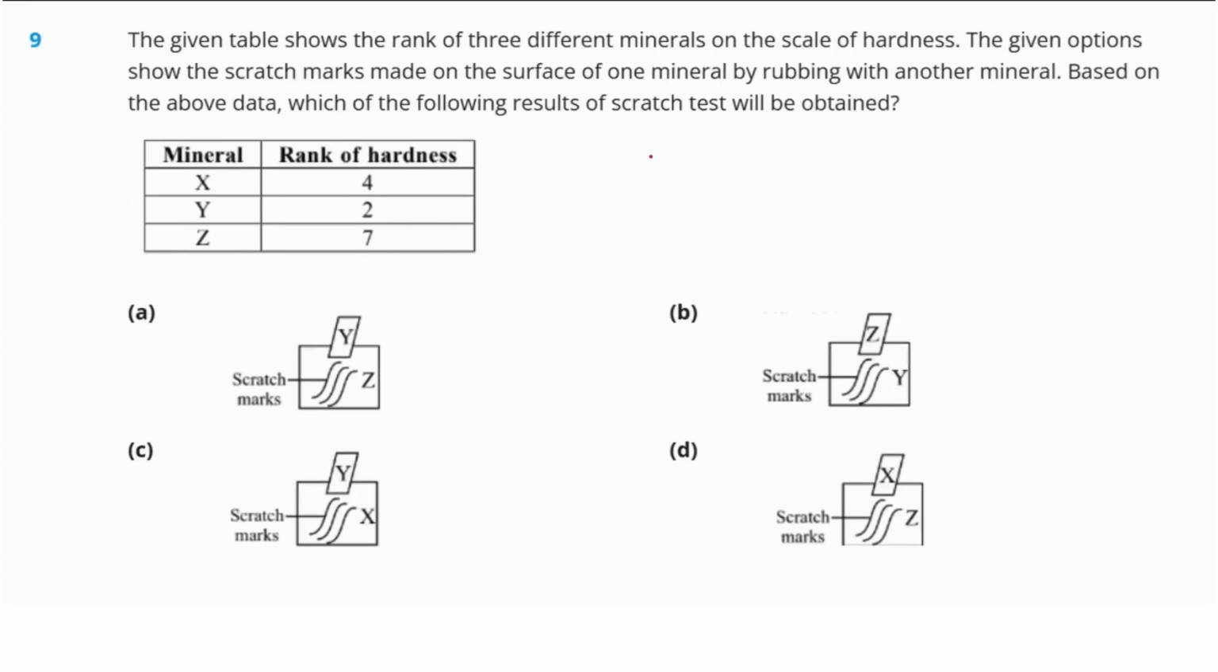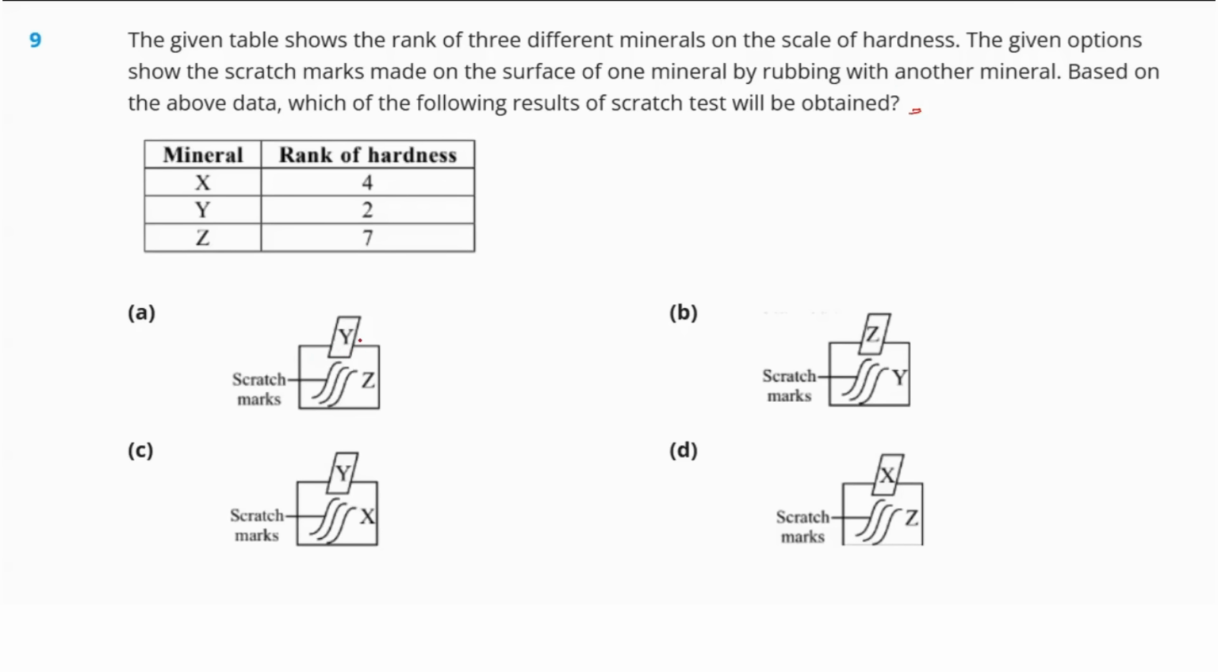Question number 9. The given table shows the rank of 3 different minerals on the scale of hardness. The given option shows the scratch marks made on the surface of one mineral by rubbing with another mineral. Based on the above data, which of the following results of scratch test will be obtained? This question is from matter and material, from the properties of matter and material. What is the principle here? The hard one on rubbing would make the scratch on the other one. That would be our correct explanation.